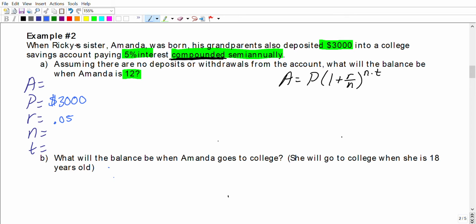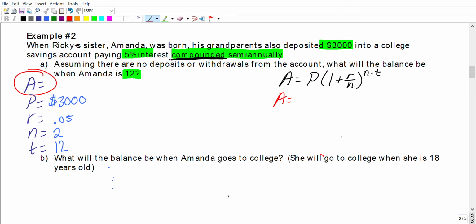All right, next it says it was compounded semi-annually. Try to resist going back up to the front page, but if you need to, go for it. Semi-annually means twice a year, so my N is going to be 2. And finally, it says, what will the balance be when Amanda is 12? Well, that's 12 years that have passed since she was born, so my T is 12. The only thing I don't have is my A, so that's exactly what I'm going to find here.